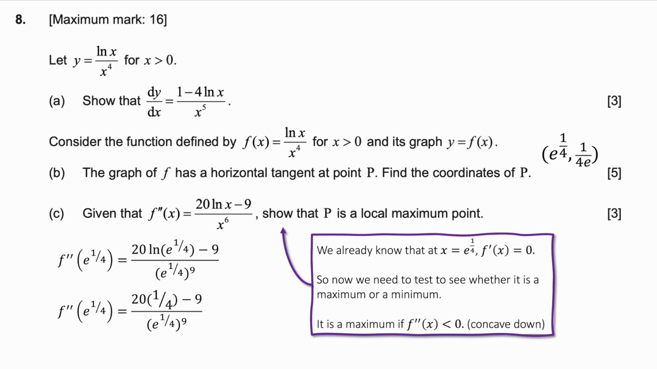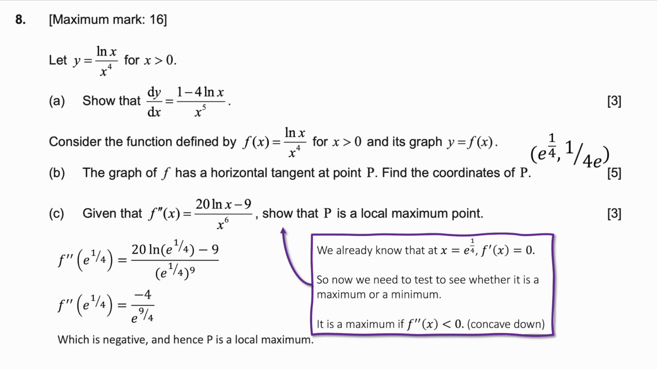Sorry, that shouldn't be 9, that should be 6. Well, on the top, that is a negative number. So 20 times a quarter is 5, minus 9 is minus 4. And then on the bottom, it's e to the power of a positive number, and that's going to be positive. So you've got a negative on top divided by a positive. When you've got a negative divided by a positive, it is negative. And so far, therefore, the entire thing is negative.